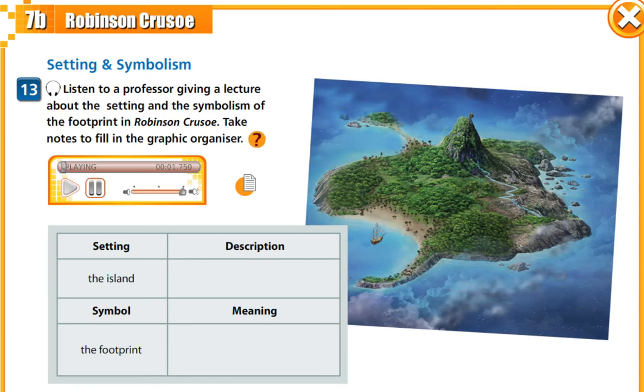There are two important aspects we must look at in the story of Robinson Crusoe. One is the setting, and the other is the symbols. To start with, the setting is very important to Robinson Crusoe. It's safe to say that this book could only take place on a deserted island. The whole point is that Crusoe is alone and unable to leave the island.